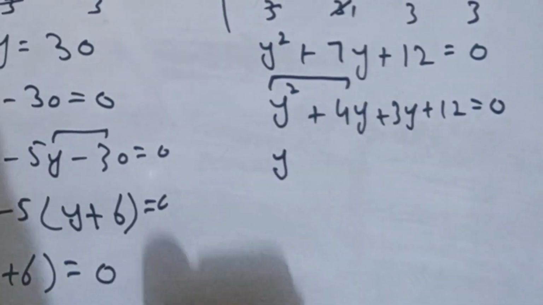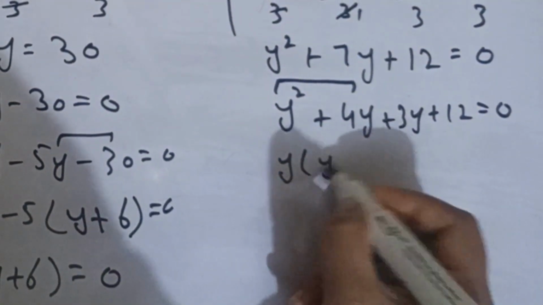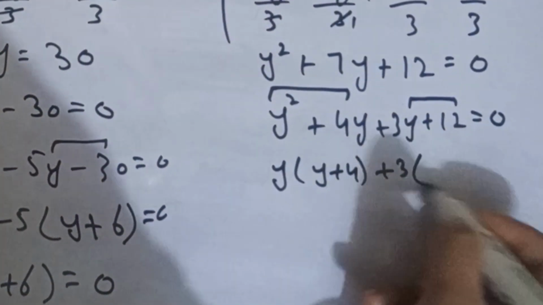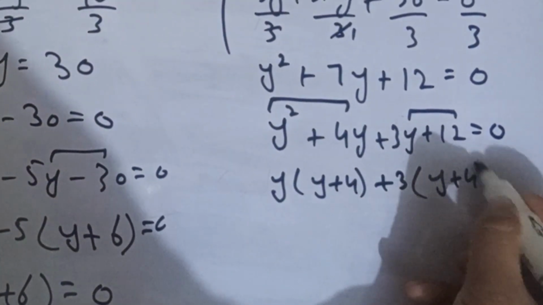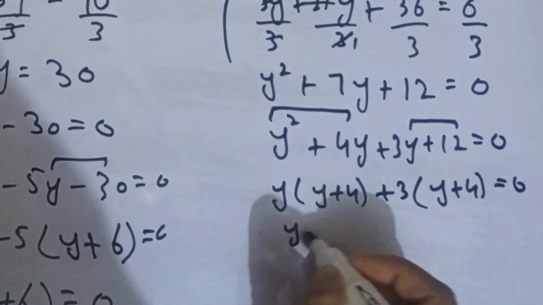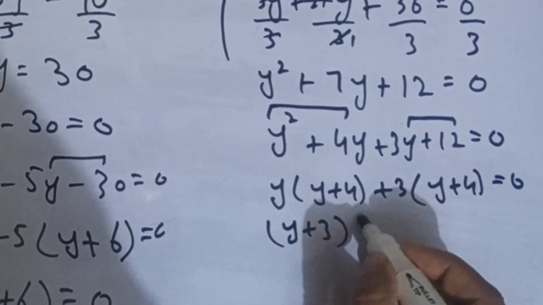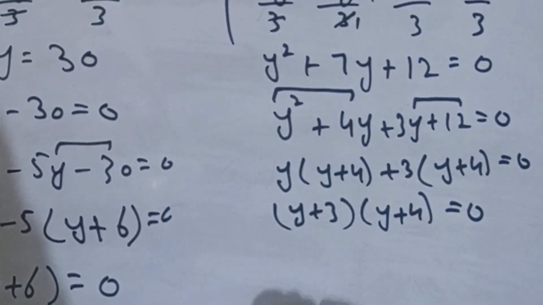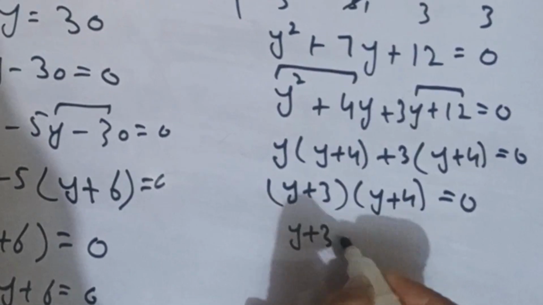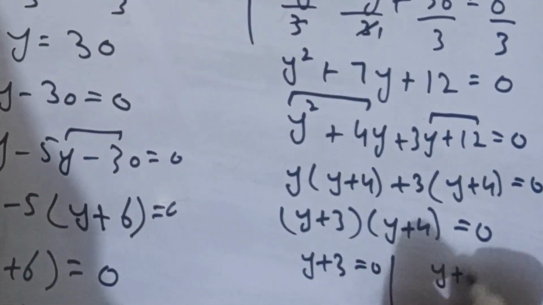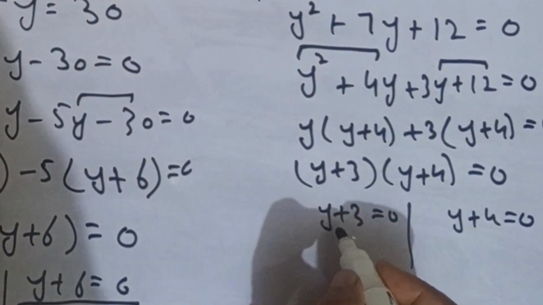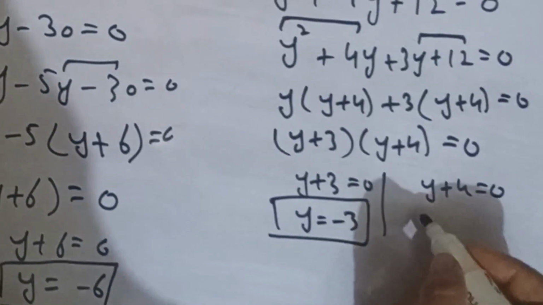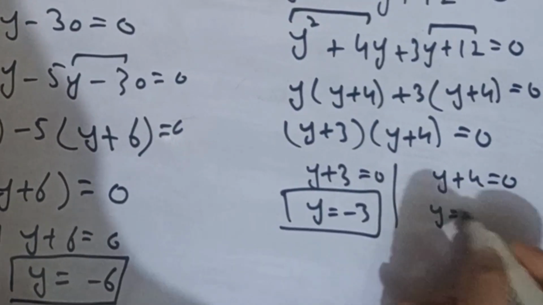So we factor out y and the remaining value is y plus 4. And 3 is involved in these two terms, so we factor out 3 and the remaining is y plus 4, equal to 0. And we write this as (y plus 3) multiply (y plus 4) equal to 0. So this implies one of them must be equal to 0. So y plus 3 is equal to 0 or y plus 4 is equal to 0. Subtract 3 on both sides, then y is equal to minus 3. Subtract 4 on both sides, so y is equal to minus 4.